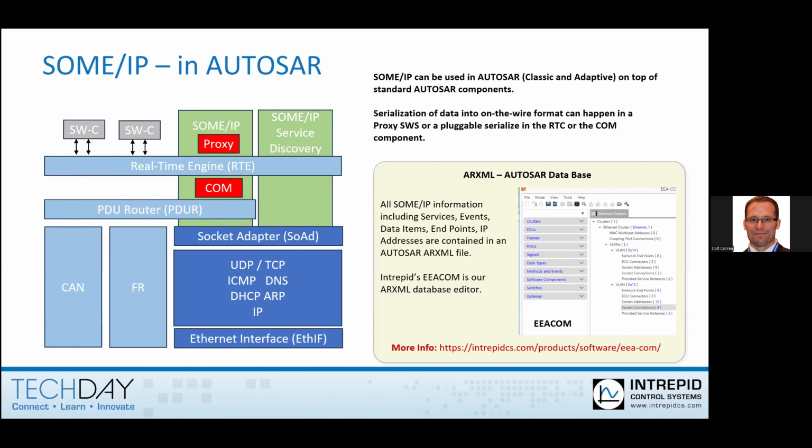That includes the IP addresses for different ECUs, the service providers, the service consumers, and all of the information necessary, including transformer information. How do you decode PDUs? How do you encode them, and so forth, is contained in an ARXML file. And our tool to edit and to create ARXML files is called EEACon, and you can see the link here for more information.